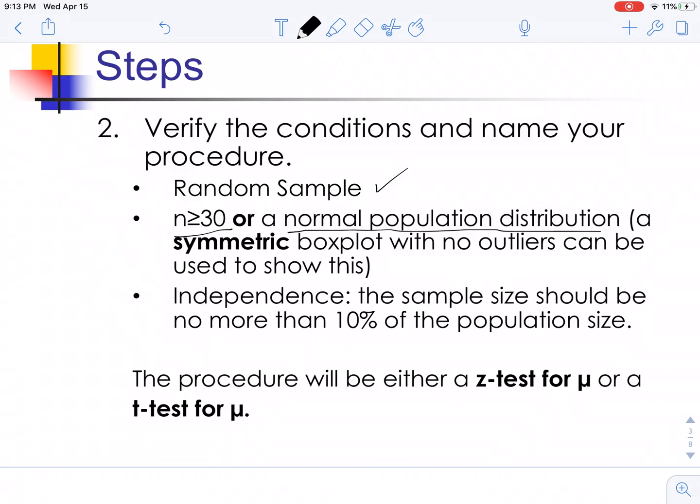And then kind of a third way to do it is if you have the data set and you don't know if the population is normal and your sample size isn't sufficiently large, you can check a box plot. Usually what I look for in the box plot is symmetry and no outliers. And that will kind of get that second condition met. And then the third condition is the independence condition. The sample size should be no more than 10% of the population size. Then when you're going to name your procedure, you're either going to be using a z-test for mu or a t-test for mu. And I'll explain that in a sec.